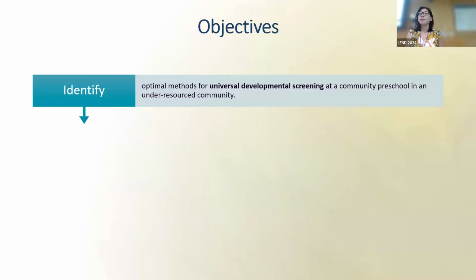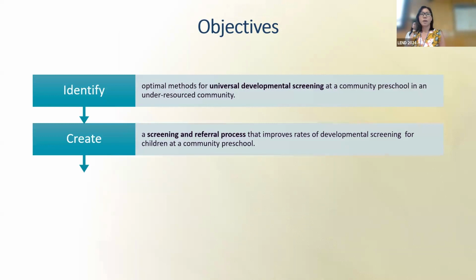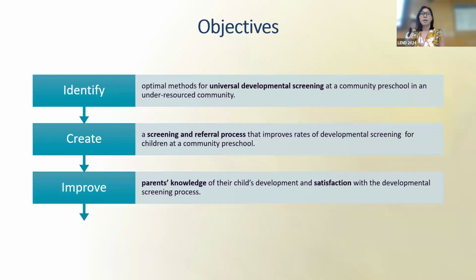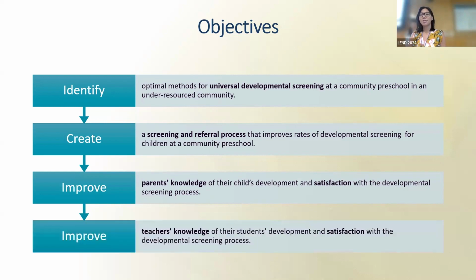So our objectives were first to identify optimal methods for universal developmental screening at a community preschool in an under-resourced community, second, to create a screening and referral process that improves rates of developmental screening for children at a community preschool. 3, improve parents' knowledge of their child's development and satisfaction with the developmental screening process. And 4, improve teachers' knowledge of their students' development and satisfaction with the screening process.